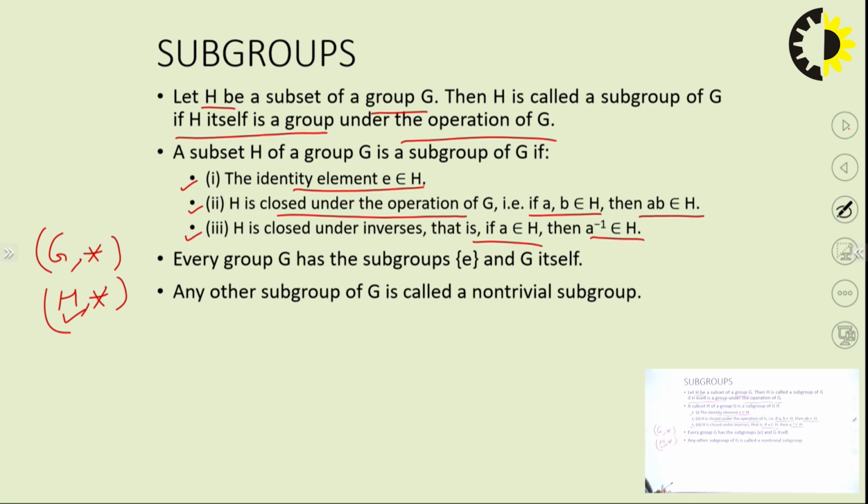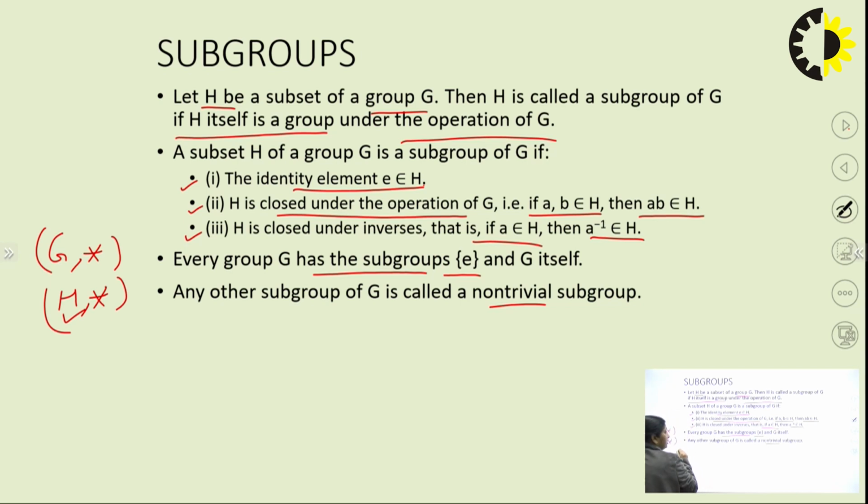When we have any group, it will always have at least 2 subgroups. One is the singleton set containing its identity element, and one is the group itself. These are called trivial subgroups. All other subgroups, other than these 2, are called non-trivial subgroups. Okay, now let us understand with an example.